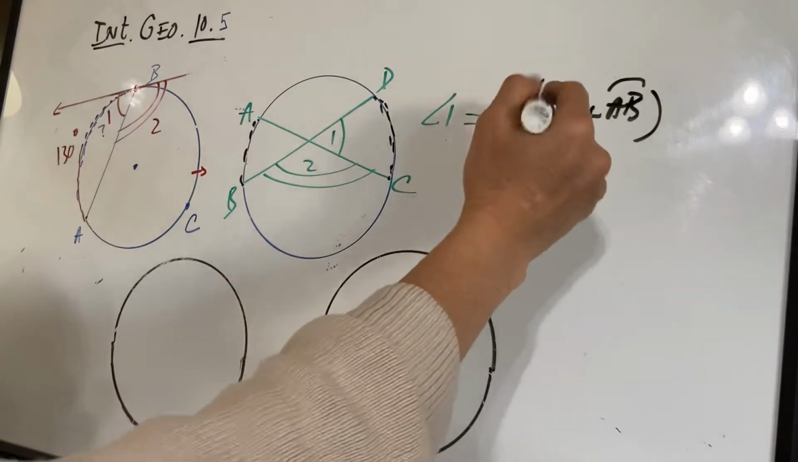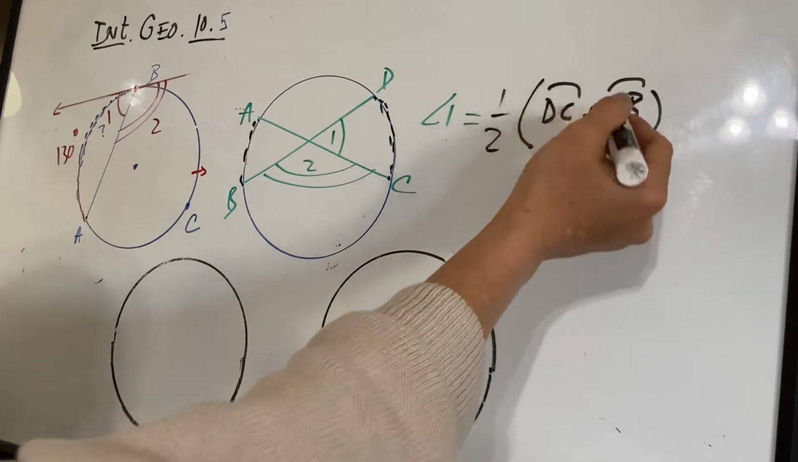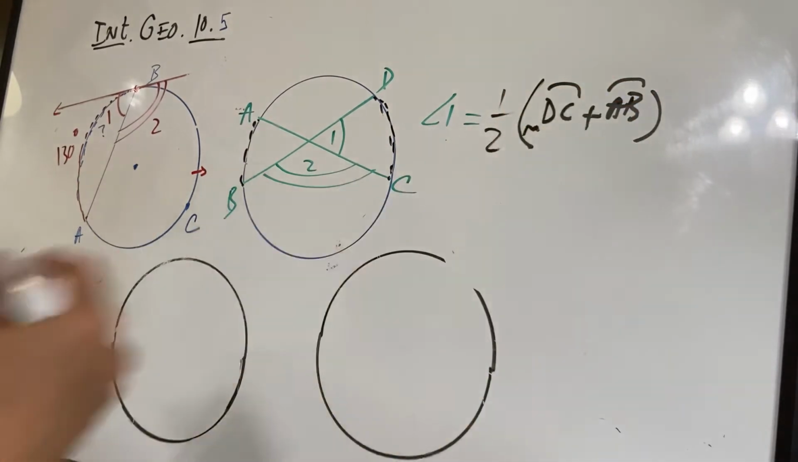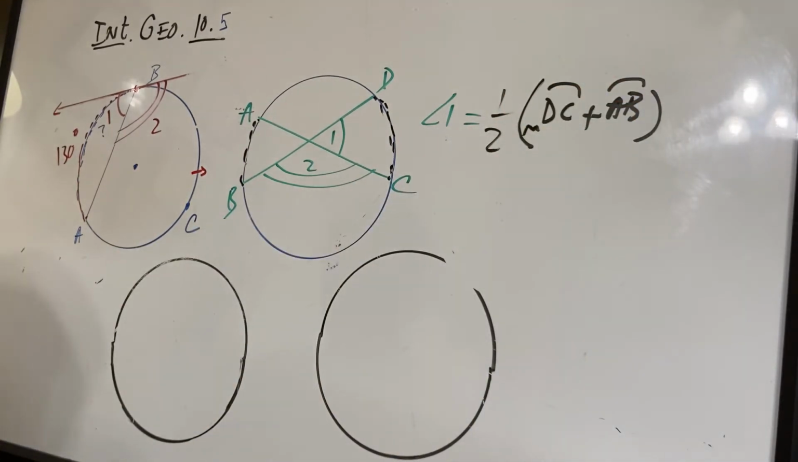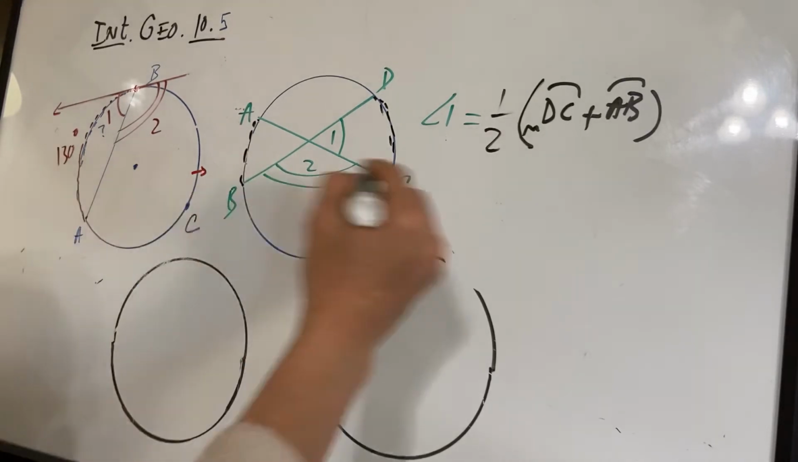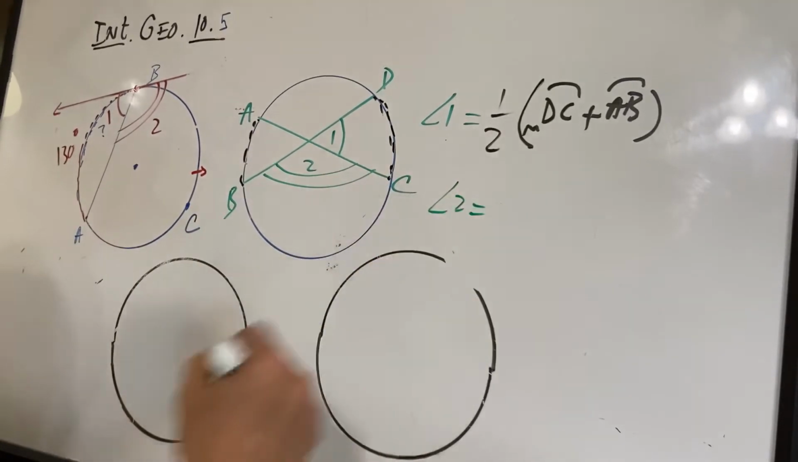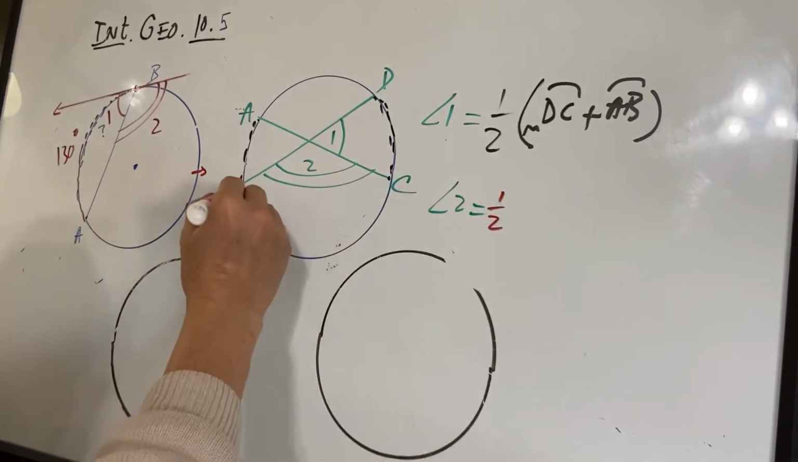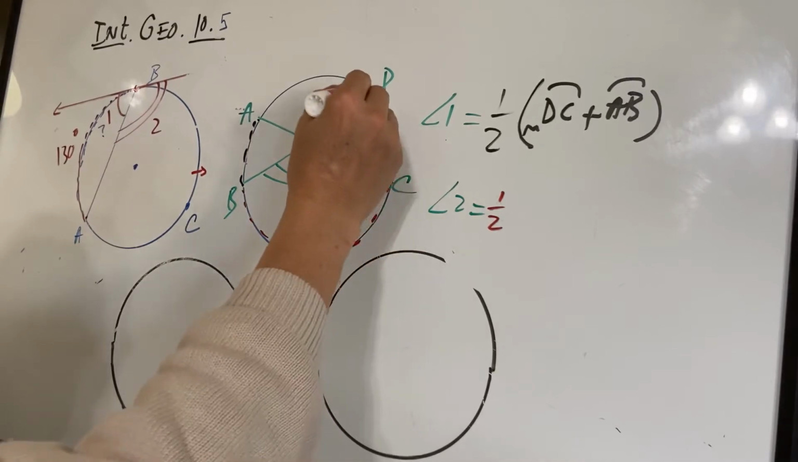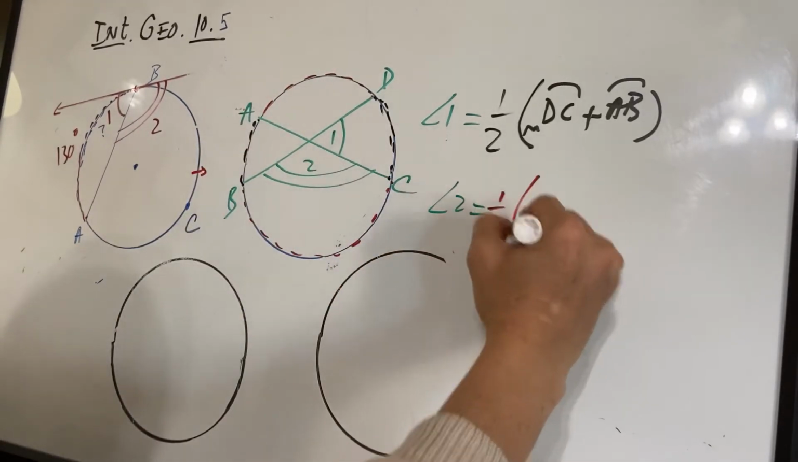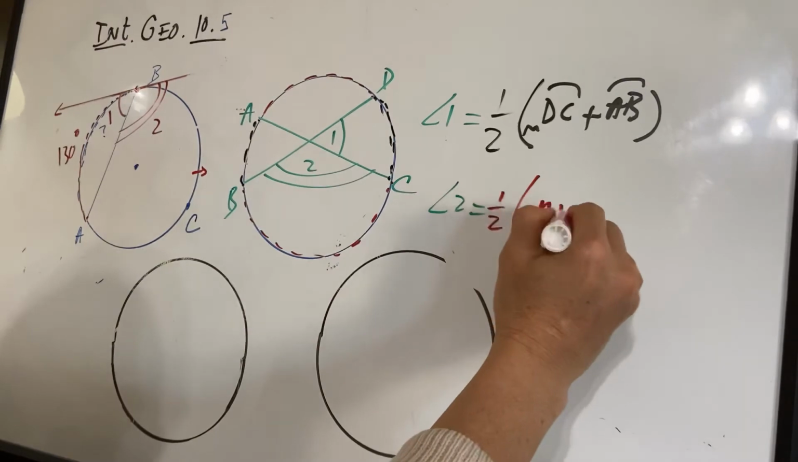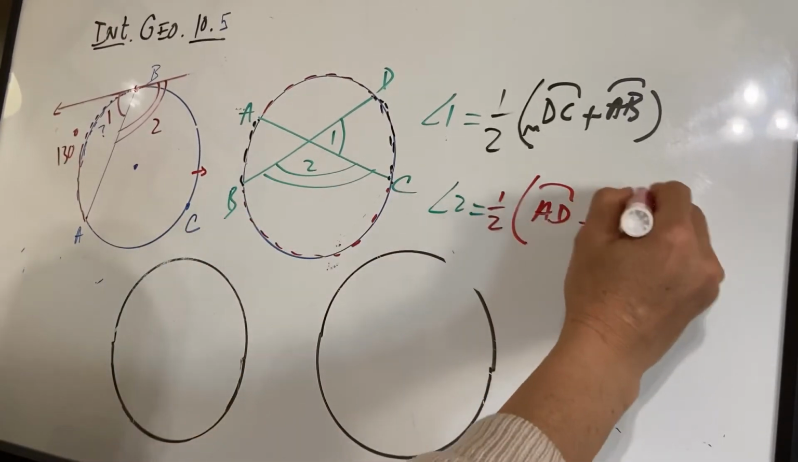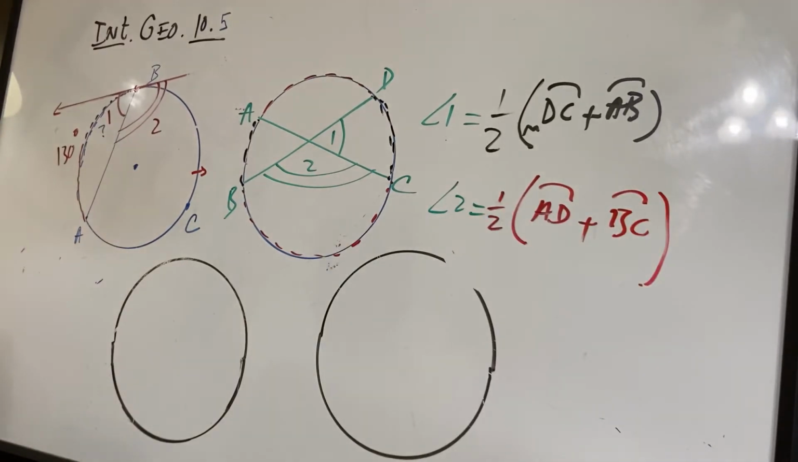They put M right there, meaning the measure, just to get you clear that this is the degree of the arc. M stands for measure of the arc. What about angle 2? Can anyone shout it out? That's right. Angle 2 is the same thing, which is 1/2 of the sum of their intercepted arcs, which in this case is AD plus arc BC. There we go. Are we good?